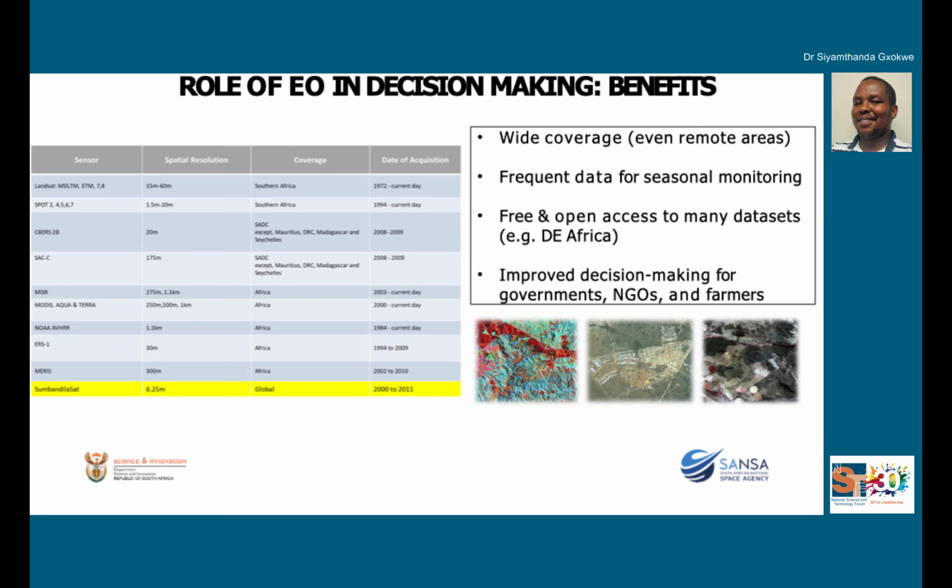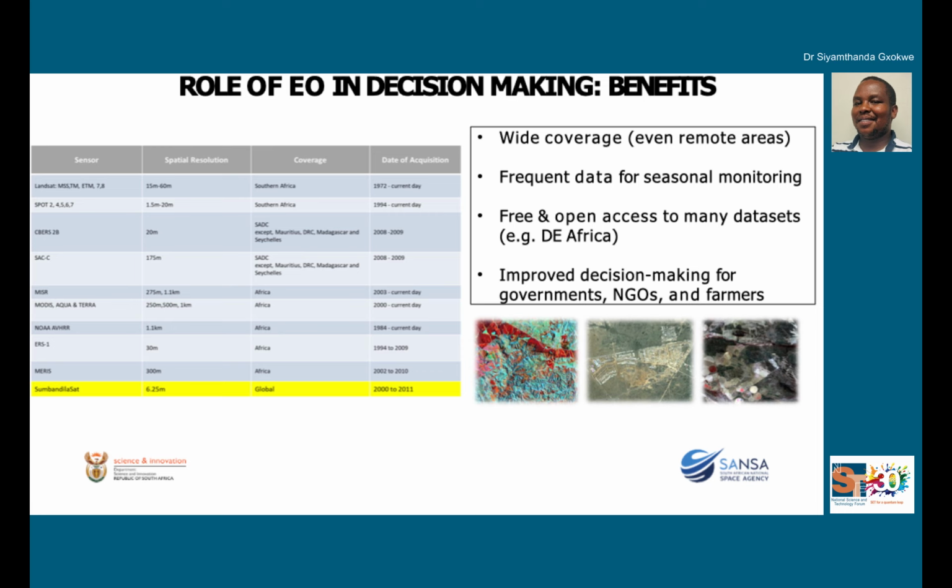So basically, the role of Earth observation in decision making, as I've indicated, is that we are using satellite data, and we have different products that have been collected from different years up to the current, which give us continued monitoring of the changes in the environment. The table that you see basically gives us some of the satellite products that we host here at the South African National Space Agency, which allows us to develop systems to track environmental changes, climate changes, amongst others.